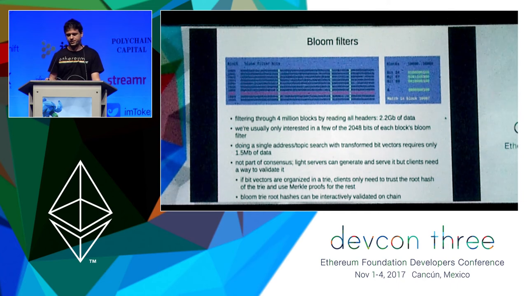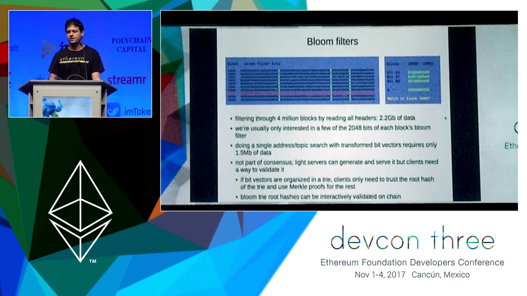And it also works very nicely. It can filter the entire log history in a few seconds. But there was another problem we had to solve in order for this to work, namely that these data structures are not a part of the consensus. So light clients cannot directly validate it, even though light servers can generate and serve it.